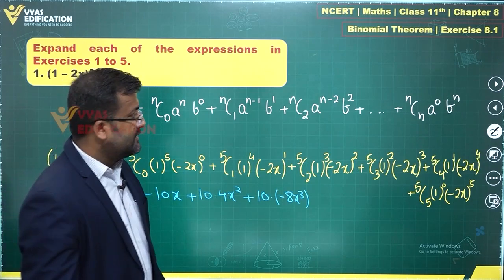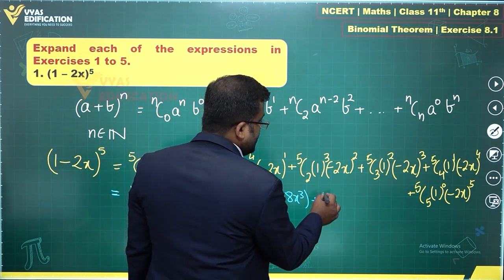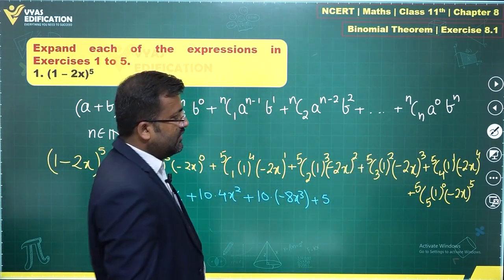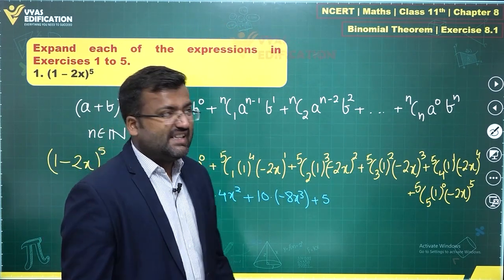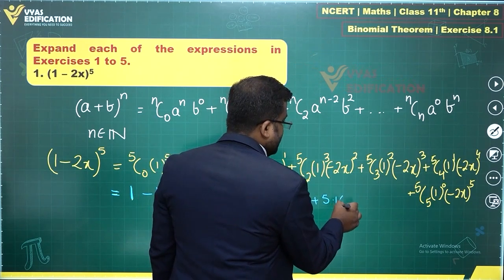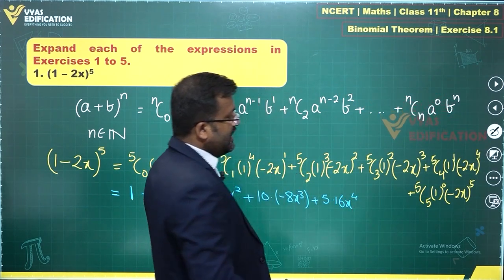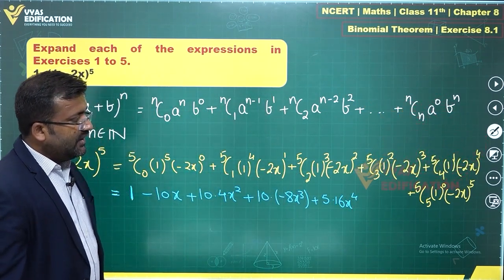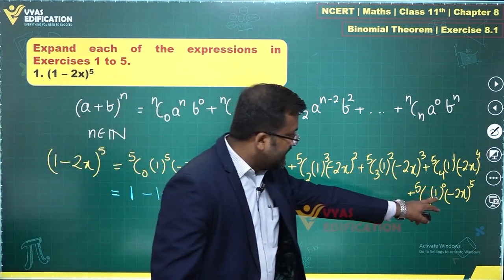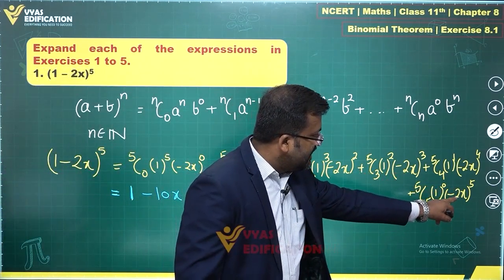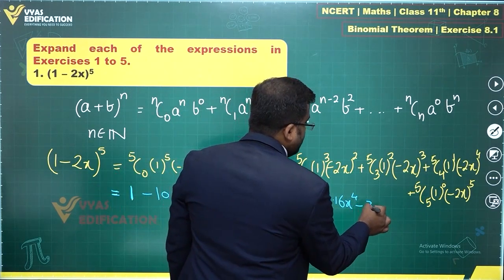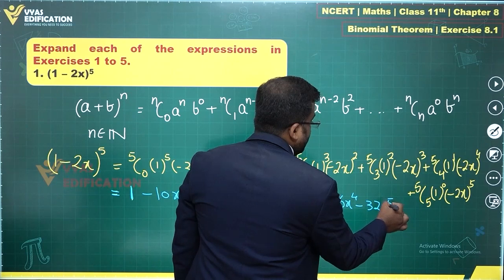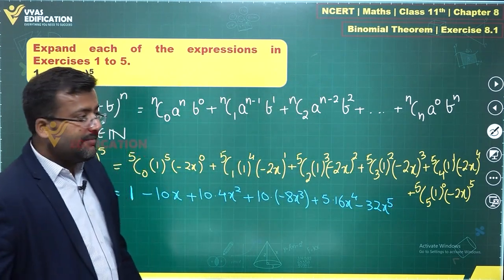2 power 3 is 8. 5C4 is simply 5, and 1 power 1 is 1 only. What is minus 2 power 4? It will be 16, and this will be 16 times x power 4. What next? 5C5 is 1, and 1 into 1 is 1. Minus 2 power 5 is minus 32, so this becomes minus 32x power 5.